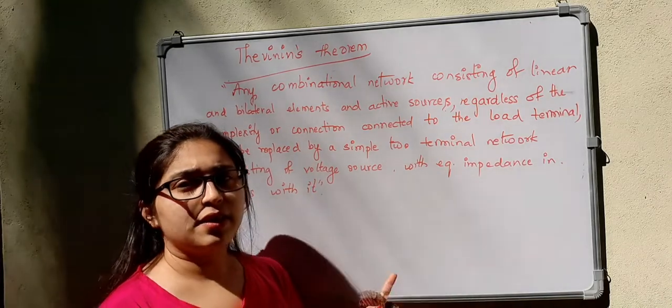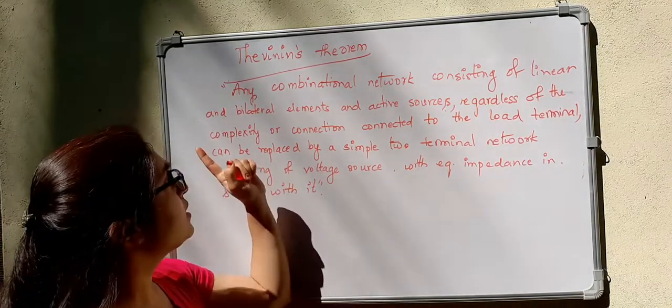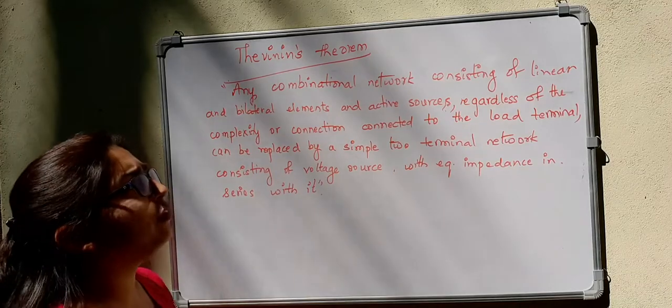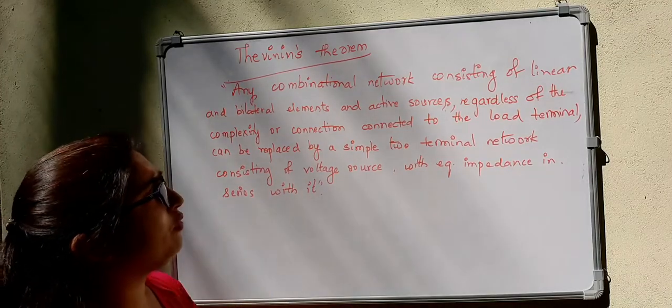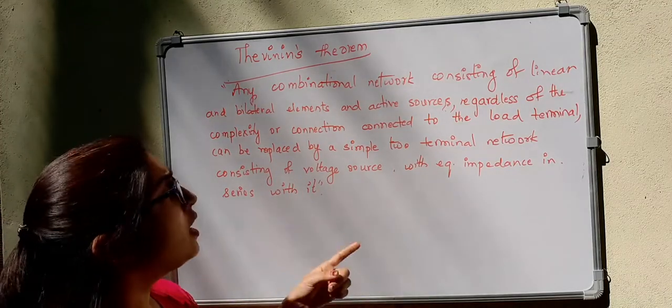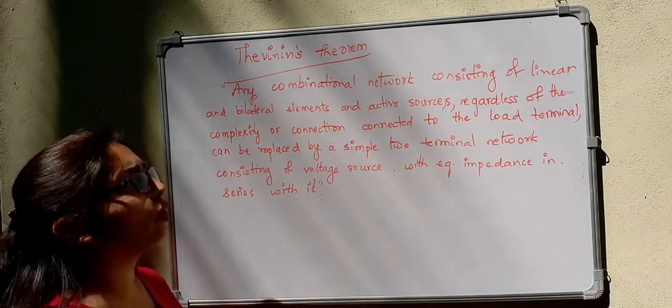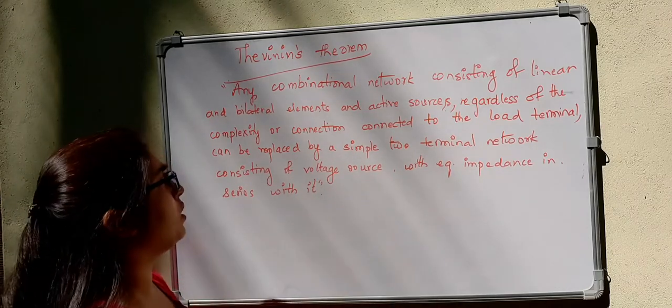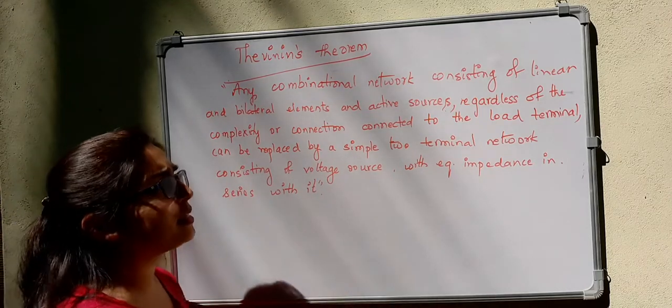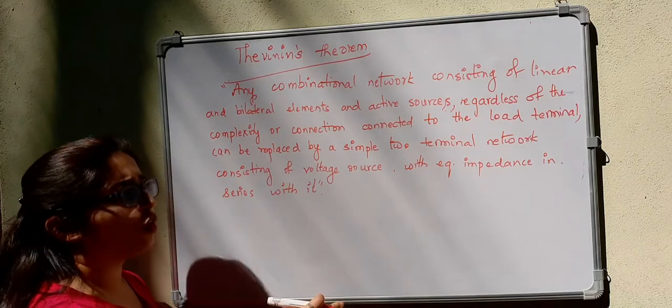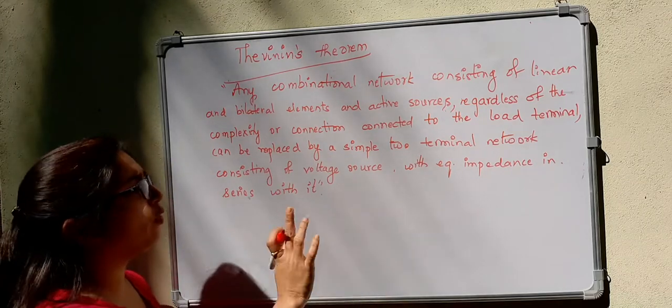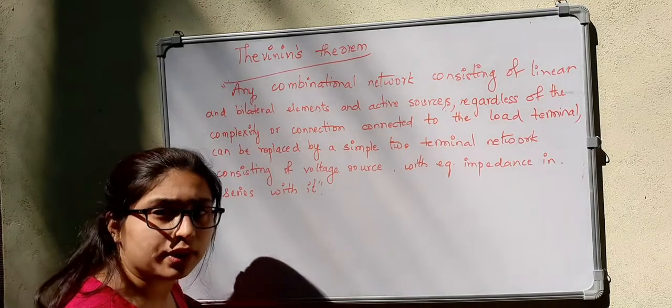So what does this Thevenin's theorem say? It states that any combinational network consisting of linear and bilateral elements and active sources, regardless of the complexity or connection connected to the load terminals, can be replaced by a simple two-terminal network consisting of a voltage source with equivalent impedance in series with it.